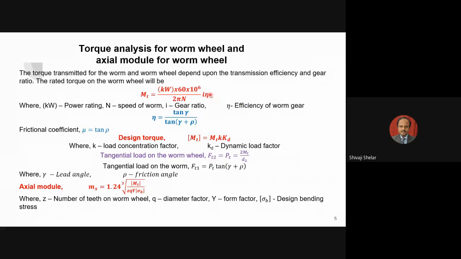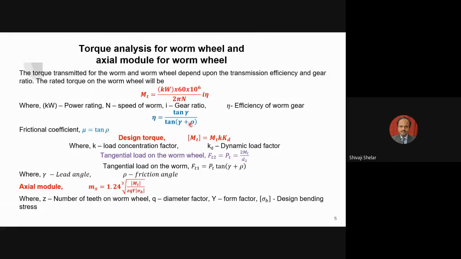Then eta is the efficiency of one gear drive, and this efficiency is calculated by this formula. Table values are also available. If you don't know certain parameters, you can assume a certain efficiency and do the design, but you can calculate the actual efficiency by this formula, where tan gamma upon tan gamma plus rho. Gamma is the lead angle. It depends upon how we have designed the screw, whether it is a single start or double start screw. Based on that, gamma is selected, and there are standard values and standard tables available in the PSG data book.